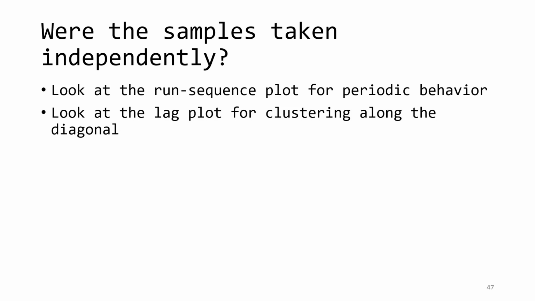Independence in the data is important because dependent data require special treatment. The run sequence plot can show us periodic behavior in the data. The lag plot gives us a concrete idea of how strong the relationship between subsequent data values can be.